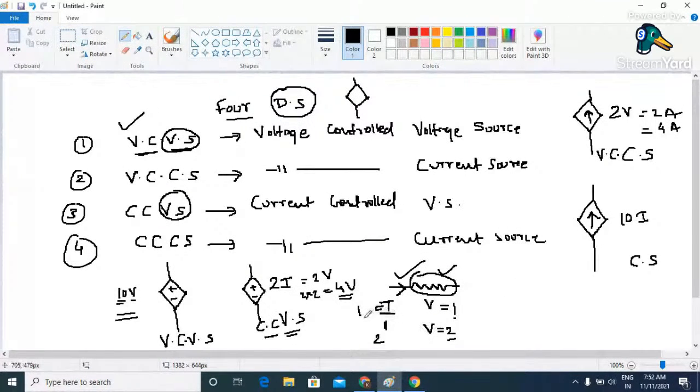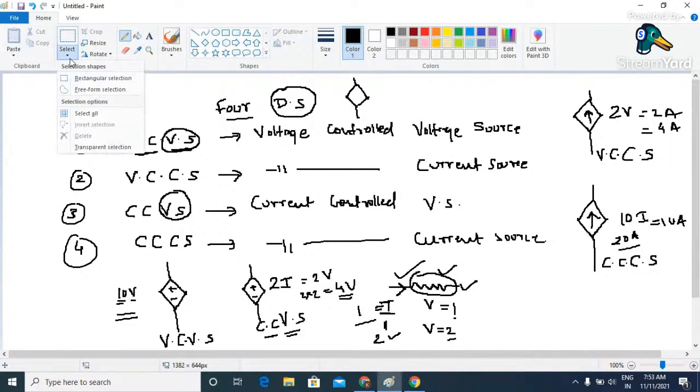So initially if you take I as 1, then this current source is capable of supplying a current of 10 ampere, because 10 into 1 is nothing but 10 ampere. In the same way, if you take the value of current as say 2, then 10 into 2 is nothing but 20. So this current source is capable of supplying a current of 20 ampere. That means the value of this current source is decided by the current flowing through this resistor. That's why this is the symbol for current controlled current source. So this is very important, and you have to remember this.